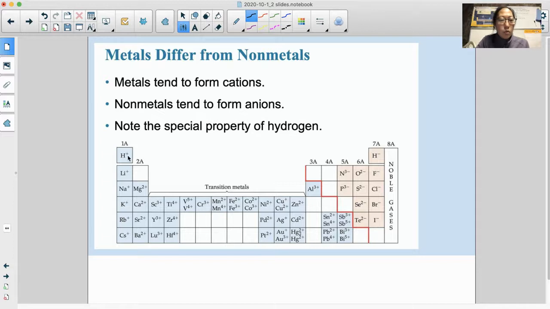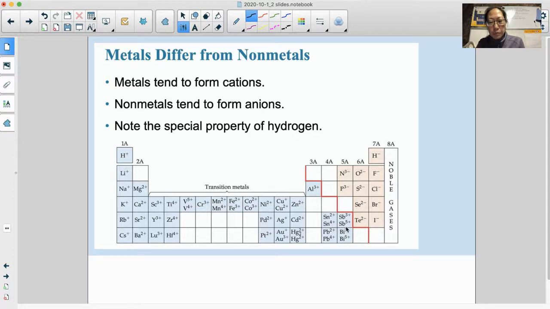Metals tend to lose electrons. They tend to form cations. So you can see all these cations over here. Nonmetals tend to form anions. And notice that hydrogen is kind of an ambivalent case, can do both, ambidextrous, okay, lose and gain. It's more common for hydrogen to lose electrons, but it can also gain electrons when paired with an active metal.